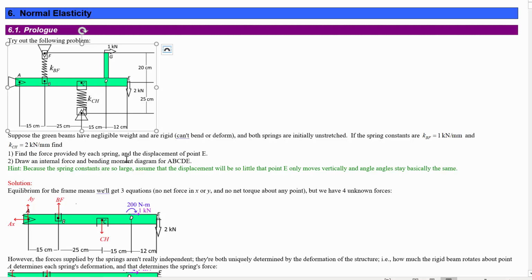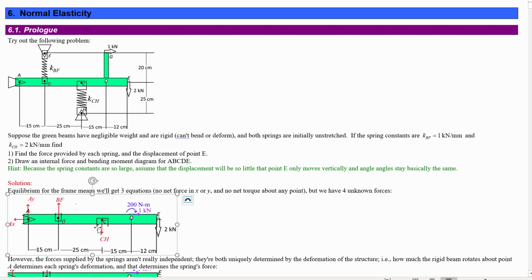Now, the first thing that we can notice is that this creates too many forces for us to be able to solve without some more information. So for the equilibrium of this beam, we're going to get 2 force equations. Maybe net force in X we could use to solve for AX. Net force in Y we could use to solve for AY. And then the net torque about, let's say, point A, that's our last equation.